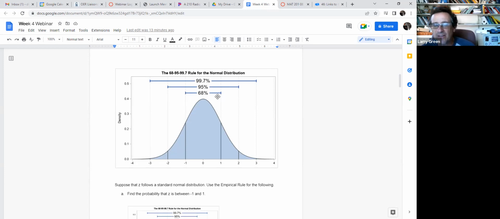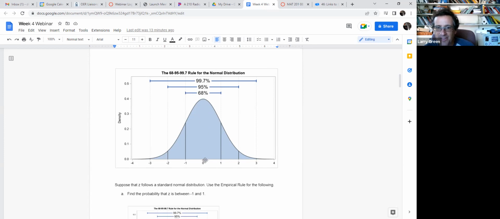So then there is what's often called the empirical rule. If you look at the mean of the normal distribution, it is 0 for the standard normal distribution. Any questions on that?